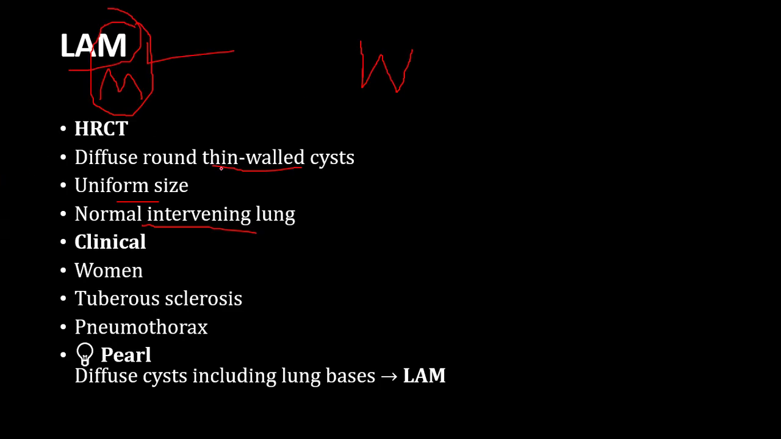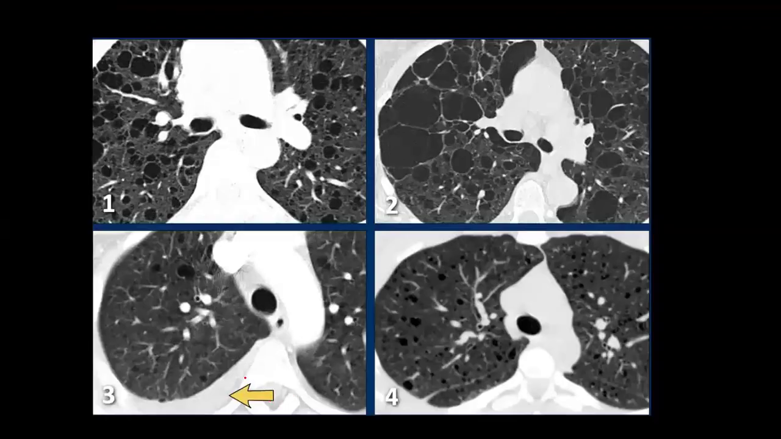And they are usually thin walled cysts, right? Uniform size with a normal intervening parenchyma. And you could see that in some cases there could be tuberous sclerosis association, and sometimes pneumothorax can also be seen. The finding is diffuse cysts, including the lung bases, usually seen in LAM. Now let's discuss all these cases.